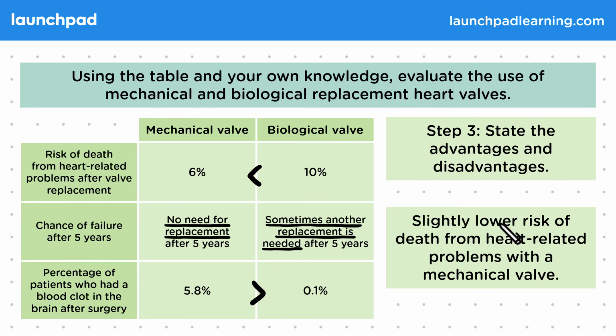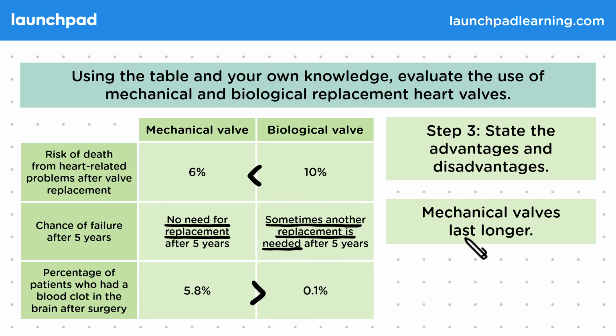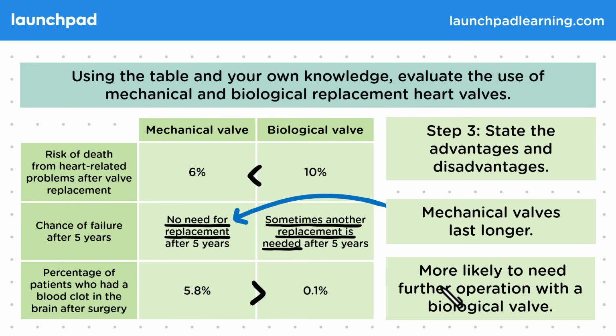So there's a slightly lower risk of death from heart-related problems with a mechanical valve, which we found out from the first row. You could also say that the survival rate for a mechanical valve is higher compared to a biological valve. Mechanical valves last longer. So this piece of information comes from the second row, that there's no need for replacement of a mechanical valve after 5 years. Patients are also more likely to need further operation with a biological valve, shown in this part of the table.